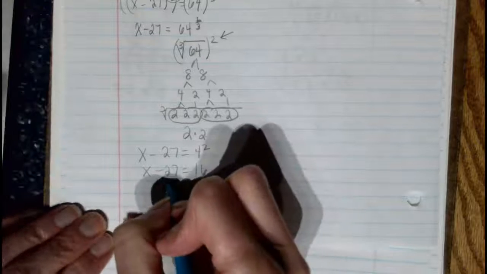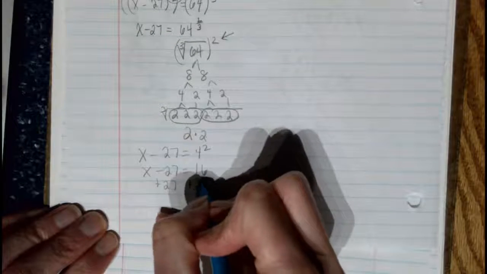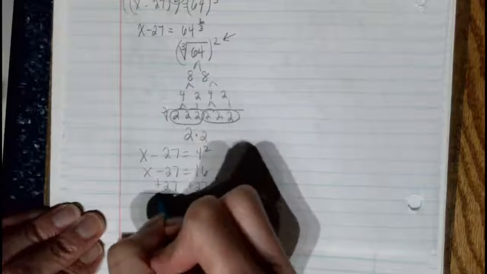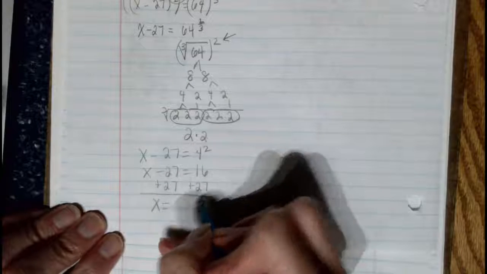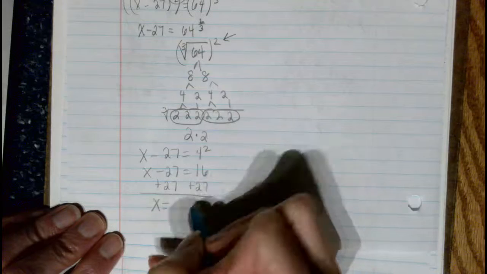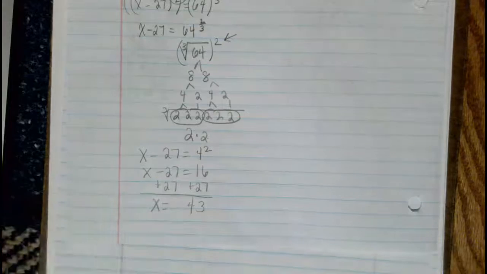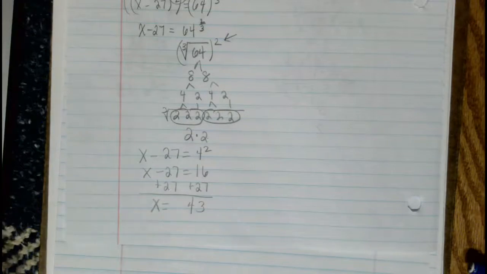And if we add 27 to both sides, we get x equals 43. And when we look back at the program, 43.